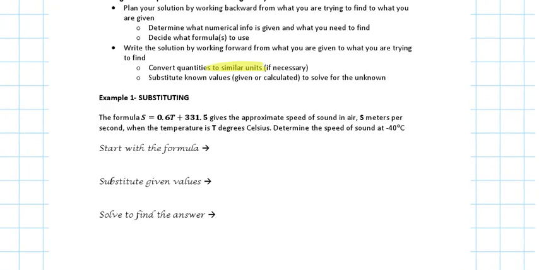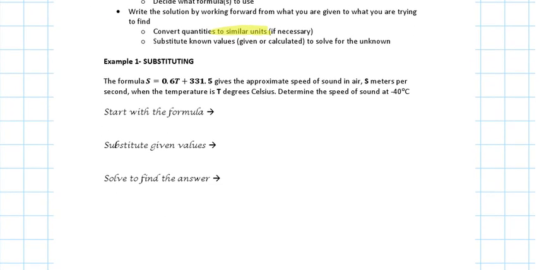The formula S equals 0.6T plus 331.5 gives the approximate speed of sound in air, S meters per second, when the temperature is T degrees Celsius. Determine the speed of sound at negative 40 degrees Celsius. So it's important that you know what the letters represent, right? S represents the speed of sound, right, in meters per second, and T is the degrees in Celsius.